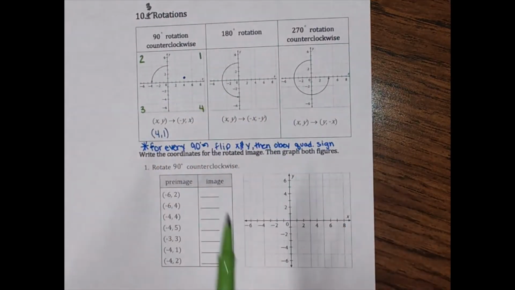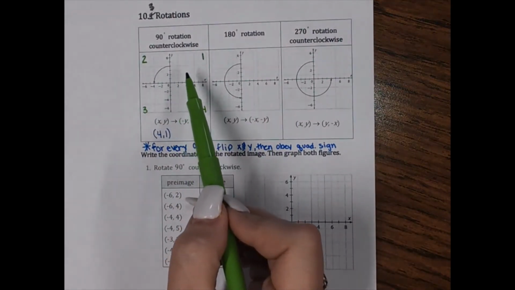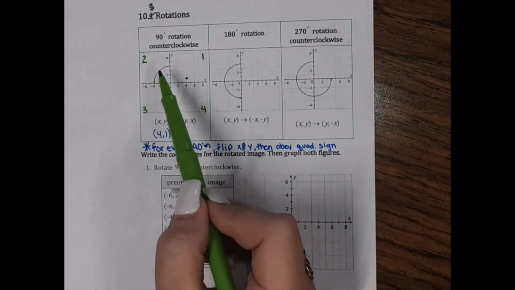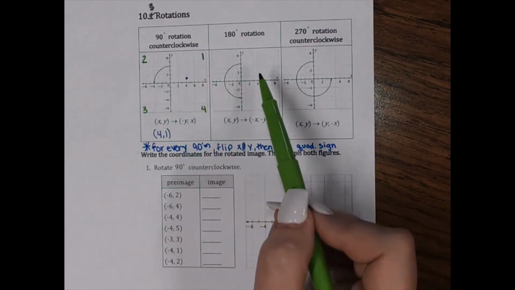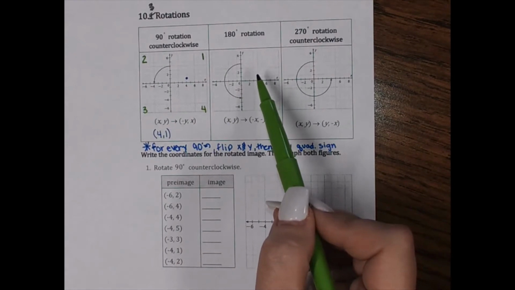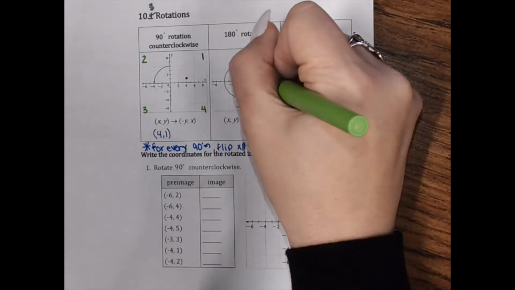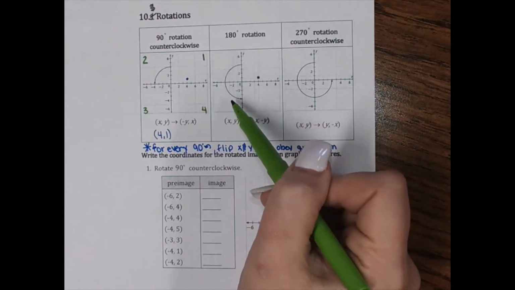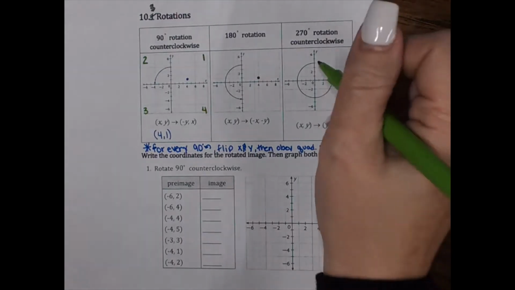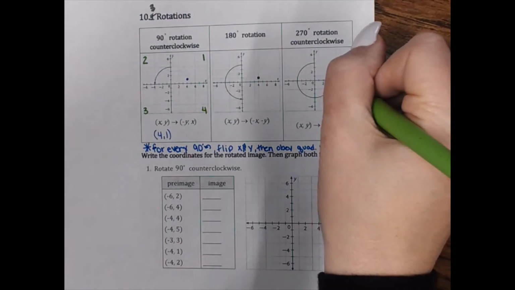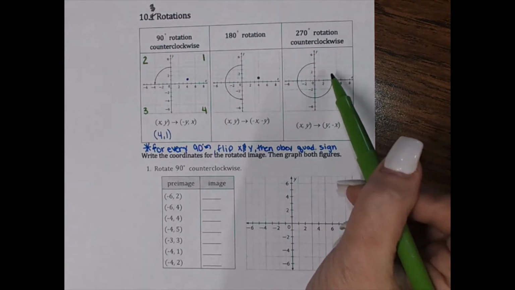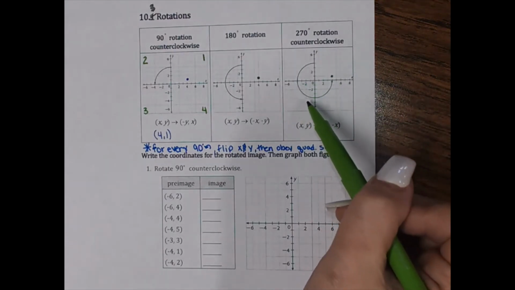If you do a 90-degree rotation from quadrant 1, this little point is going to end up in quadrant 2. If you were to go 180 degrees, then that point at 4, 1 would go to quadrant 3. Same thing here: if we started off with that point at 4, 1, a 270-degree rotation would go from quadrant 1 all the way around to quadrant 4.